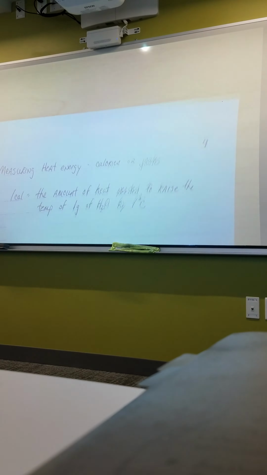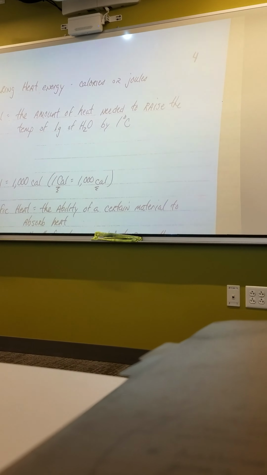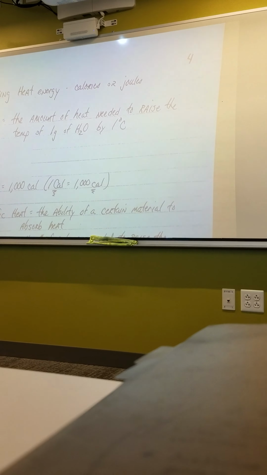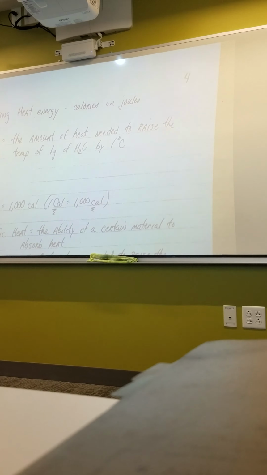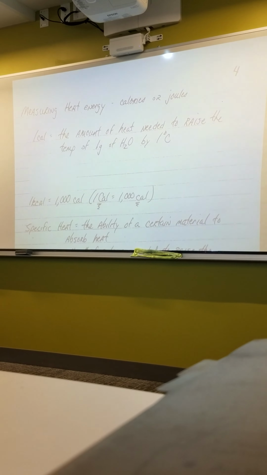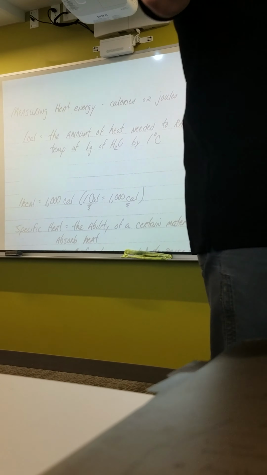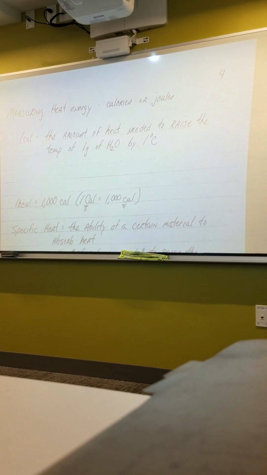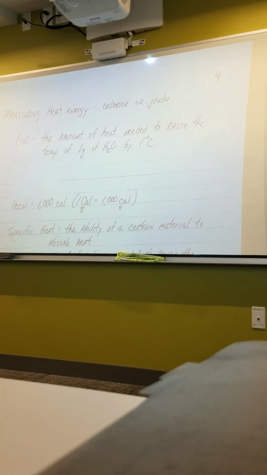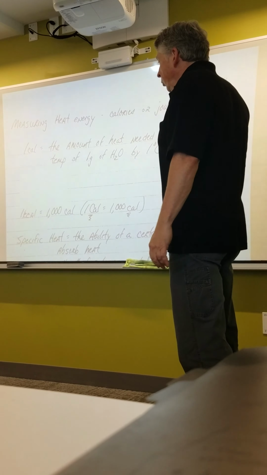So this energy is measured with calories or joules. A calorie is the amount of heat needed to raise the temperature of 1 gram of water by 1 degree C. So 1 gram of water is going to be 1 ml of water. So I've got this small little amount of water, and I want to raise the temperature a whole whopping 1 degree C. And it's called a calorie. Calories, heat energy.